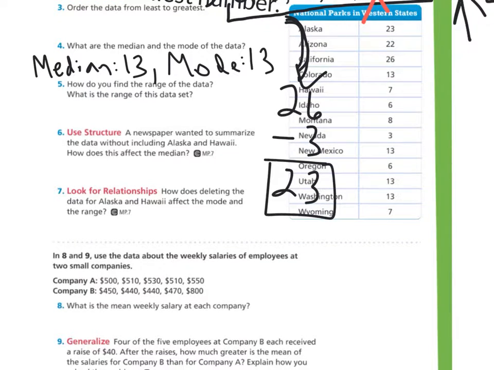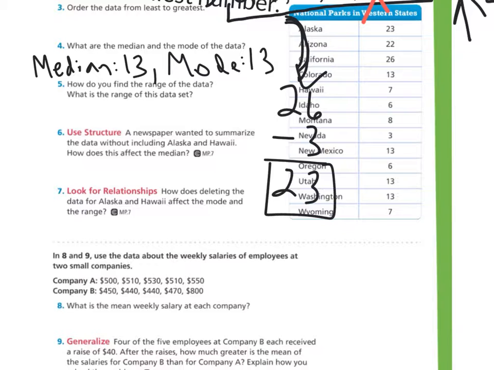And number 7: how does deleting the data for Alaska and Hawaii affect the mode and the range? So actually we still have a bunch of 13s that we didn't get rid of, so 13 would still be our mode, and we actually kept our biggest and smallest numbers. We didn't get rid of either of those, so our range would also be the same.